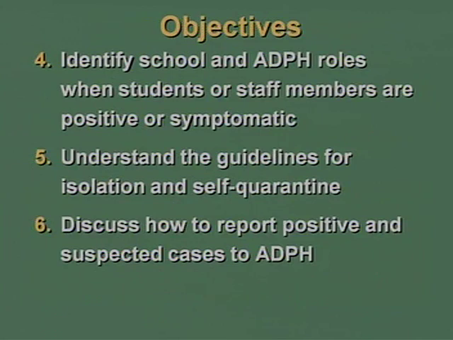Number four, we want to identify the school and the Alabama Department of Public Health roles when students and staff members are positive or symptomatic for COVID-19. Number five, we want to understand the guidelines for isolation and self-quarantine. And then the last objective is that we want to discuss how to report positive and suspected cases to ADPH.